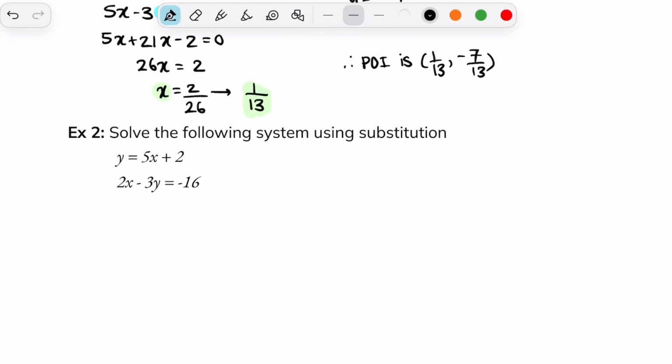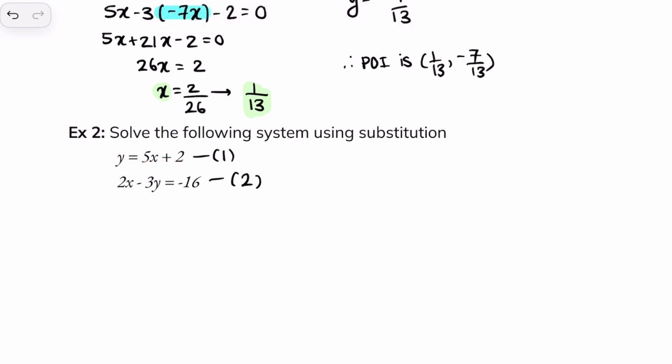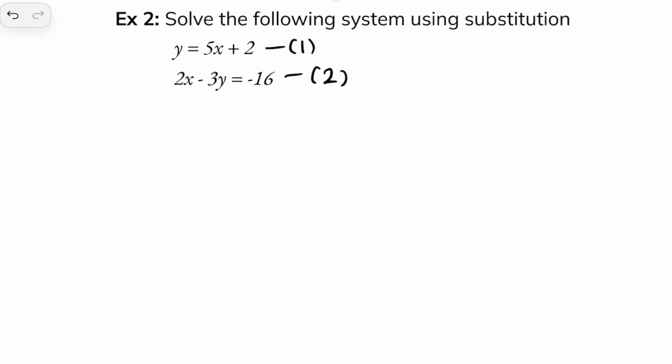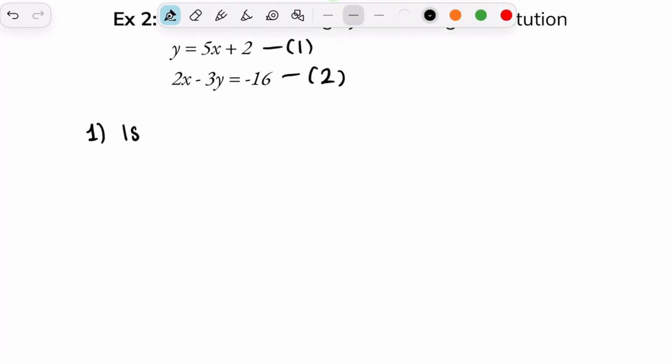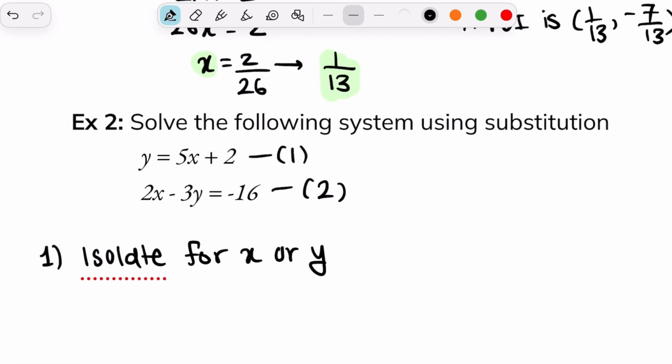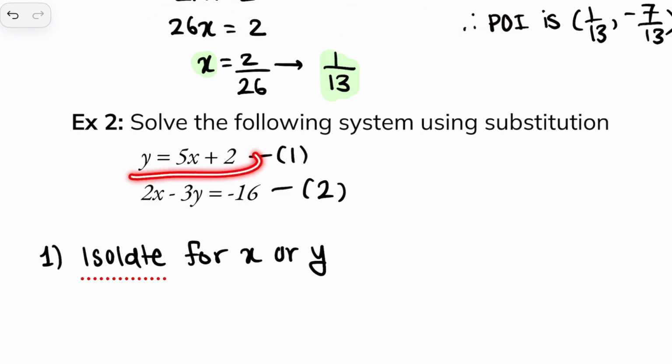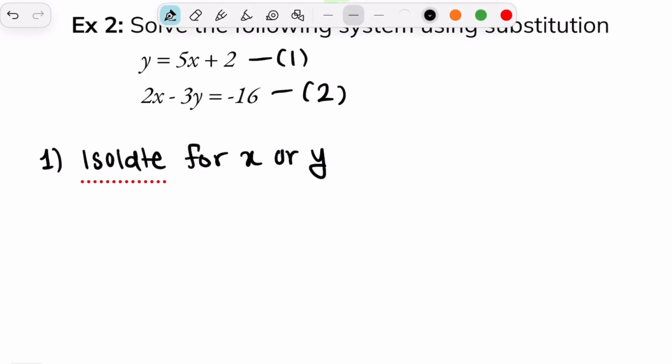So taking a look at the next example, we're given two equations once again. So we have y is equal to 5x plus 2, and then we have 2x minus 3y equals negative 16. So our first step is to isolate for x or y. So we want to see which case is easier. So let's take a look at our equation. We have y is equal to 5x plus 2. And if you notice, y is already isolated, right? Because we have y on its own and it's equal to this. So we don't even have to isolate for x or y. It's already done for us. So I'm just going to copy that down.